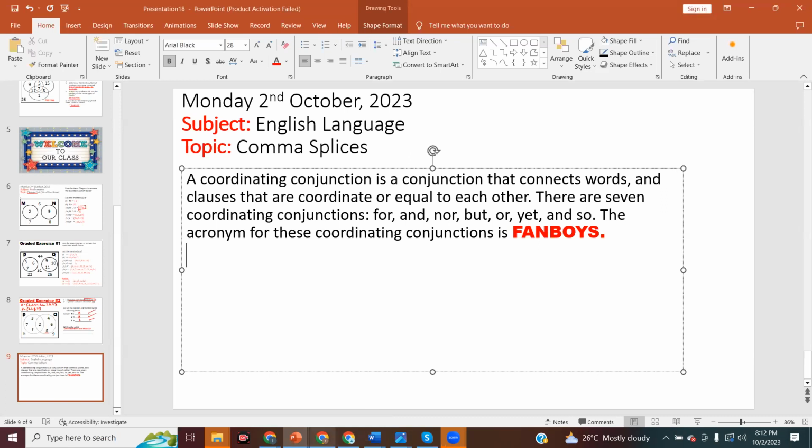So when we talk about a comma splice, like I said, it's a grammatical error. Let me give you the formal definition so you can have it one time. But the reason why I explain what a coordinating conjunction is, is because we can fix comma splices by using coordinating conjunctions. We can fix it.